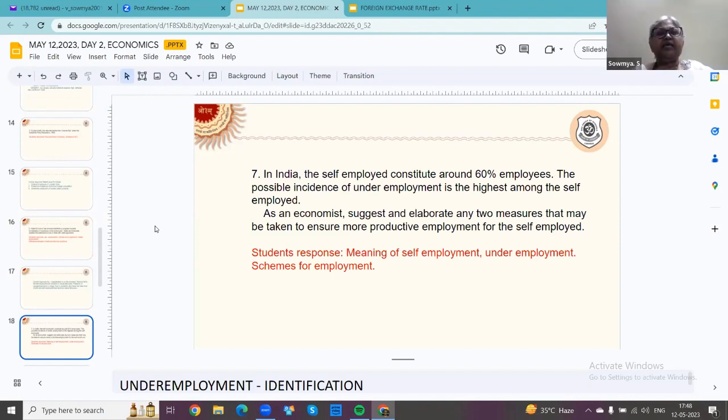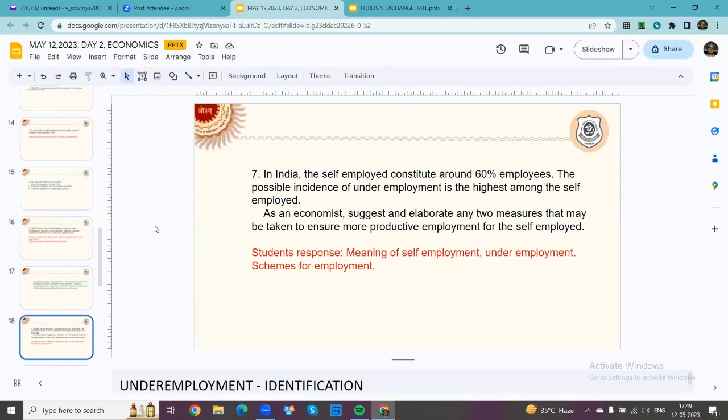So look at this one. In India, the self-employed constitute around 60% of the employees. The possible incidence of underemployment is the highest among the self-employed. As an economist, suggest and elaborate any two measures that may be taken to ensure more productive employment for the self-employed. What are they asking? And what is the student's response? Where is it incomplete?